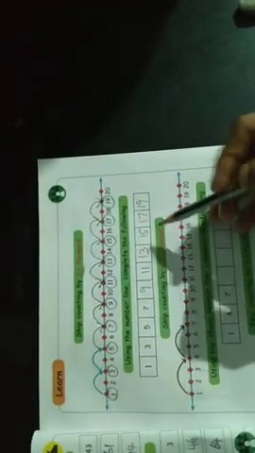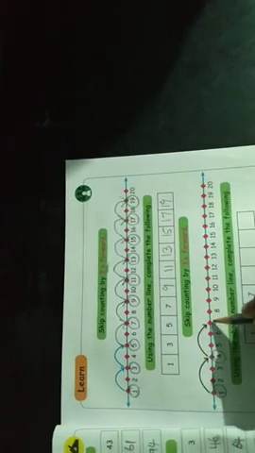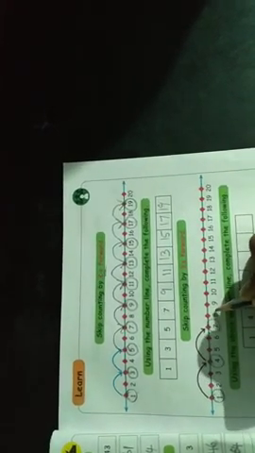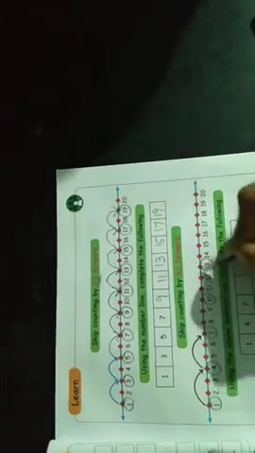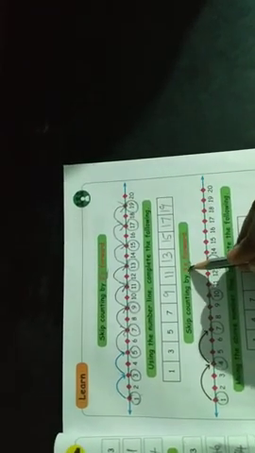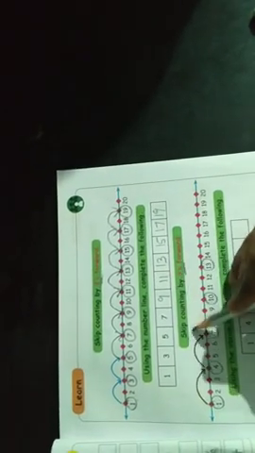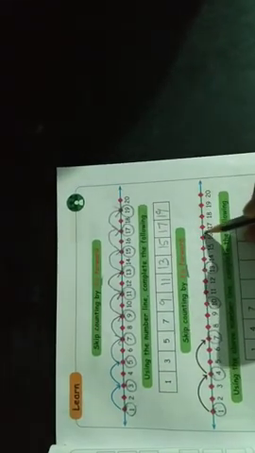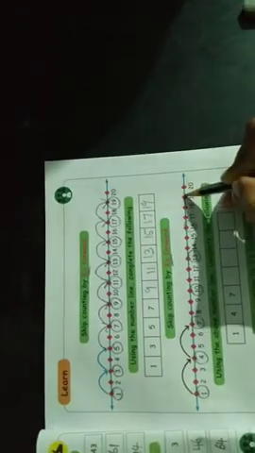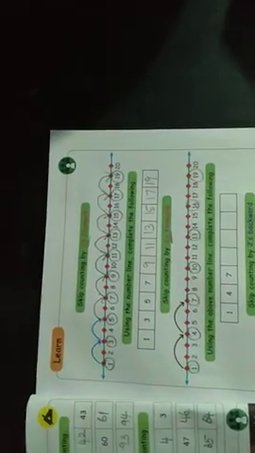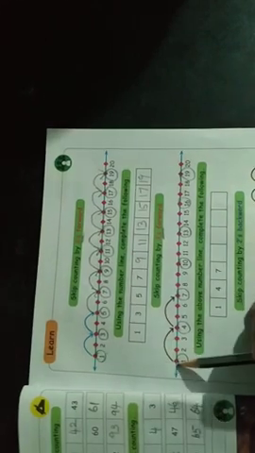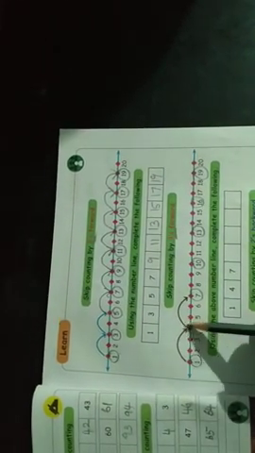Skip counting by 3's. It starts from 1. So after 1, we count 3 numbers and circle the third number: 1, 2, 3. Next, after 7... 1, 2, 3. We circle the third number because this is 3 skip counting. 1, 2, 3. Understand? Okay. Now the number jumps from 1 to 4.